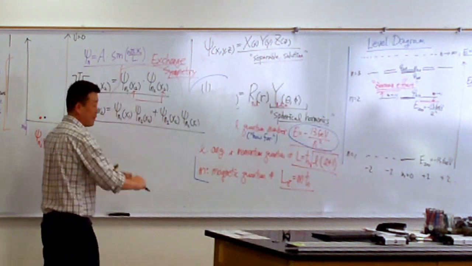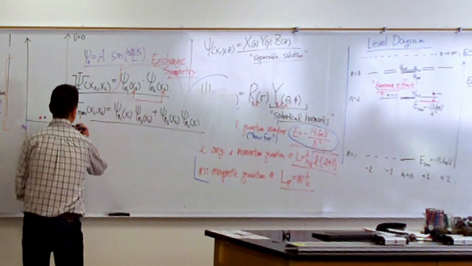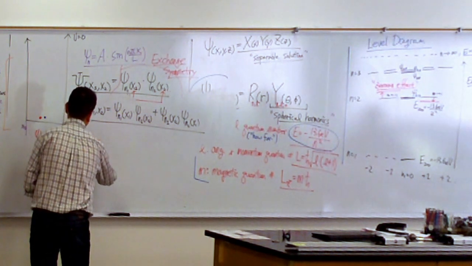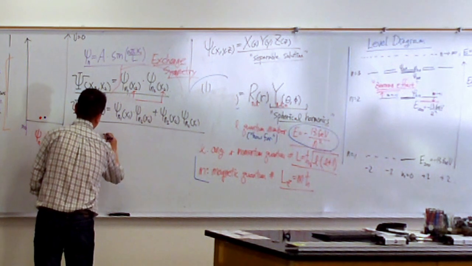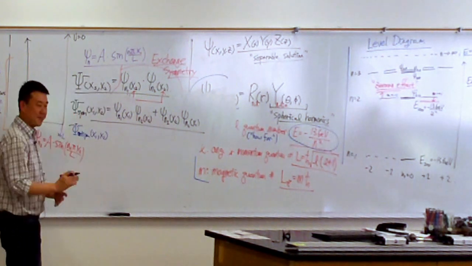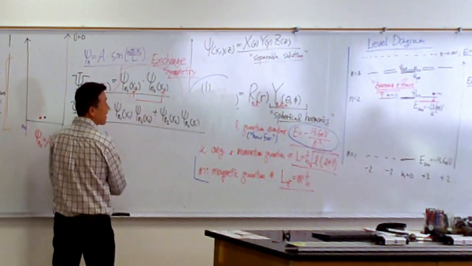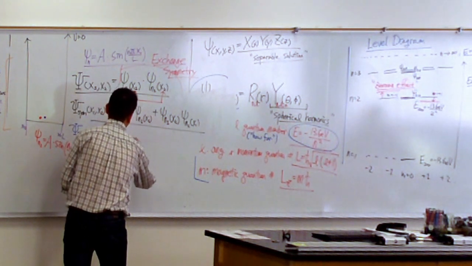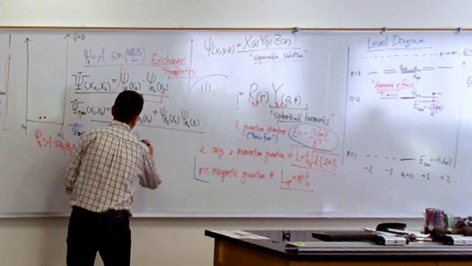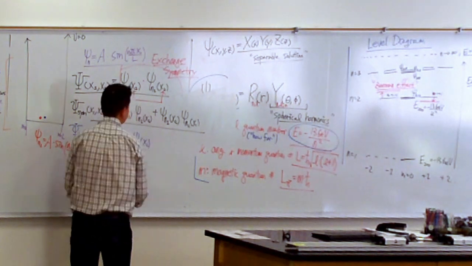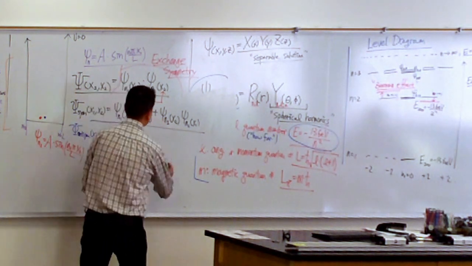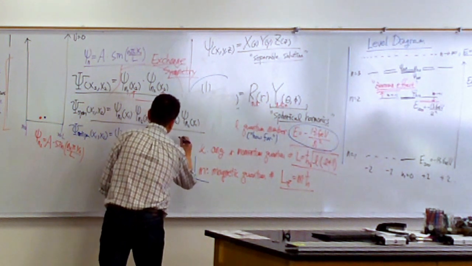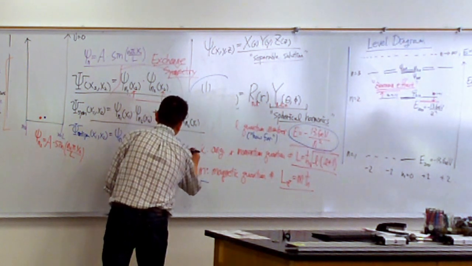So let me just write out what my antisymmetric wave function is. It's poorly motivated why I'm doing this, because I want to explain something. This is my antisymmetric wave function: psi n1(x1) times psi n2(x2). And this time, instead of adding, I'm going to subtract psi n1(x2) psi n2(x1).